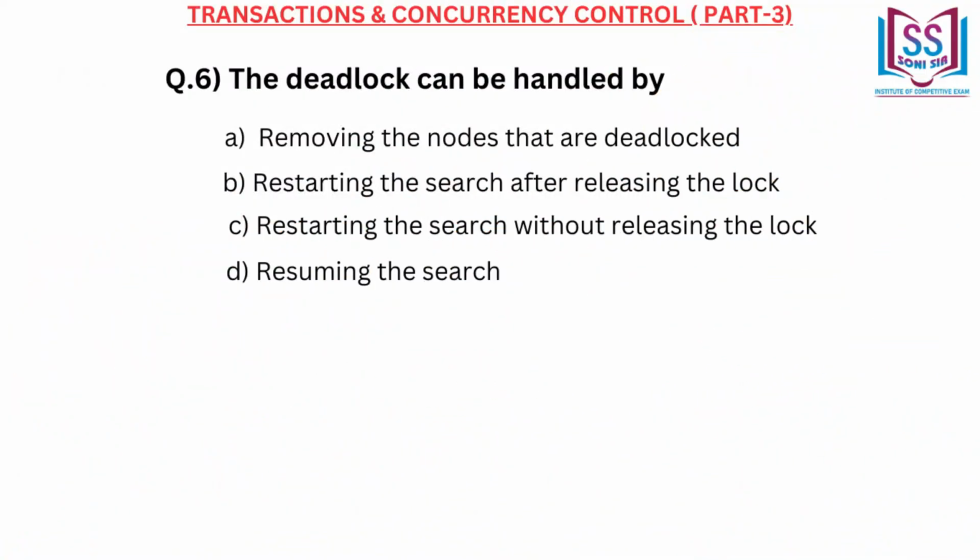The deadlock can be handled by: A. Removing the nodes that are deadlocked, B. Restarting the search after releasing the lock, C. Restarting the search without releasing the lock, D. Resuming the search. Correct answer B. Restarting the search after releasing the lock.